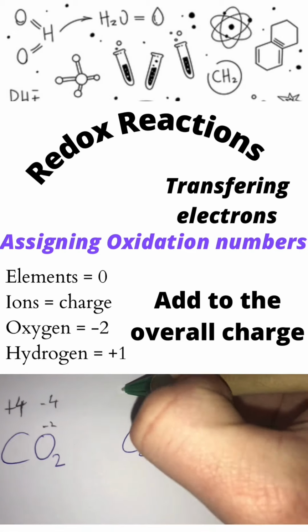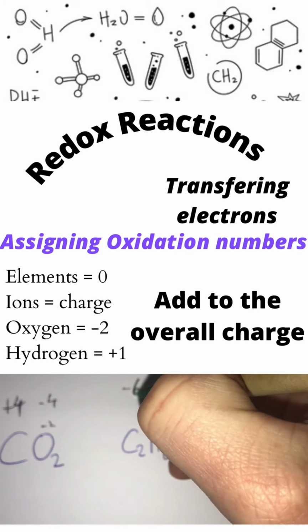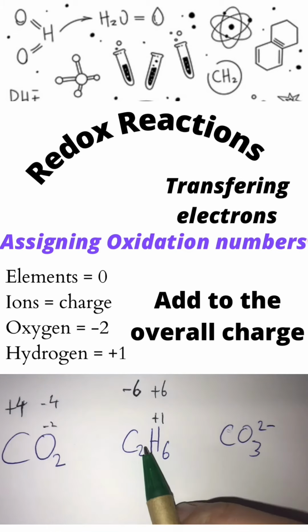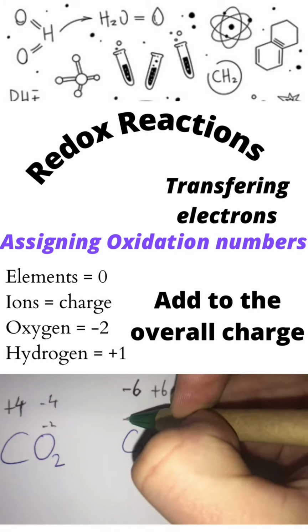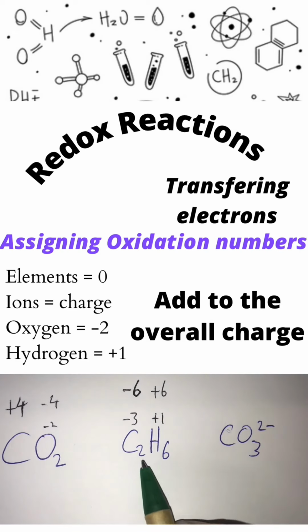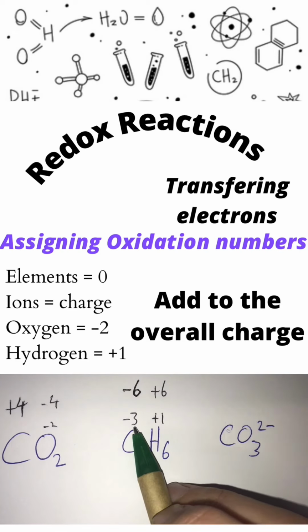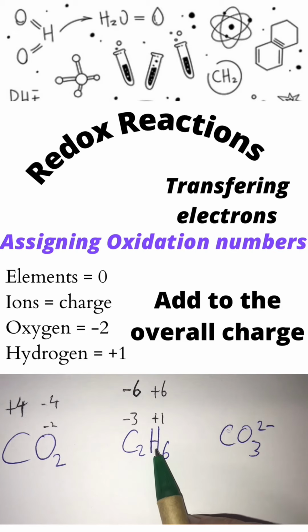What that means is that these carbons must be -6 altogether. That means each carbon must be -3. So therefore, the oxidation number on the carbon here is -3. The oxidation number on our hydrogen is +1.